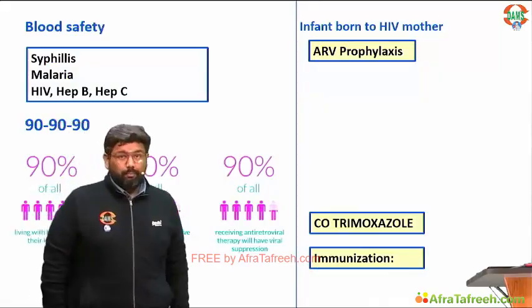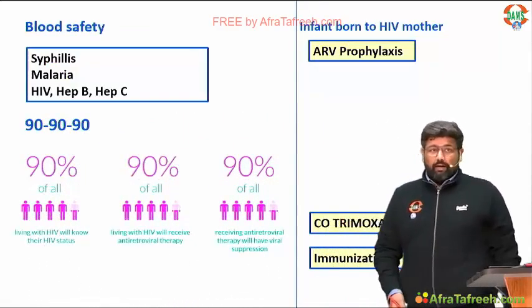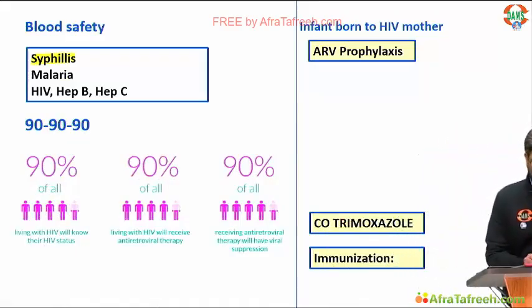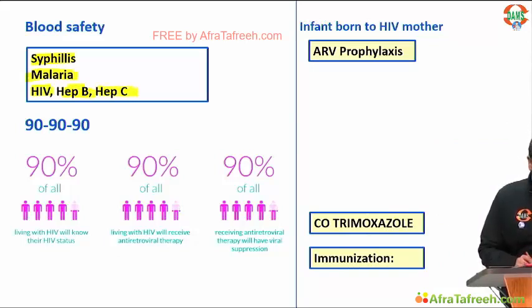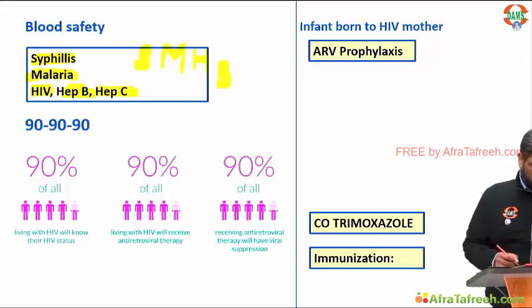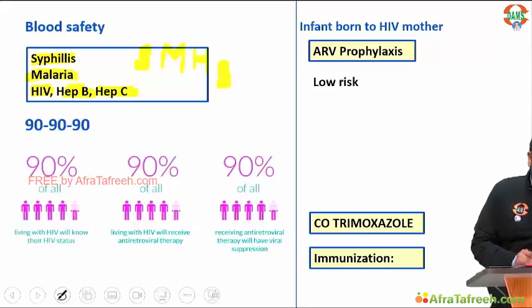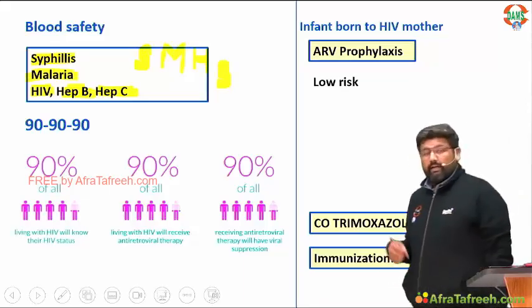Now coming to blood safety. Before doing a blood transfusion, we check for syphilis, malaria, HIV, hepatitis B, and hepatitis C. SMH3. Right? SMH3. Now coming to 90-90-90.